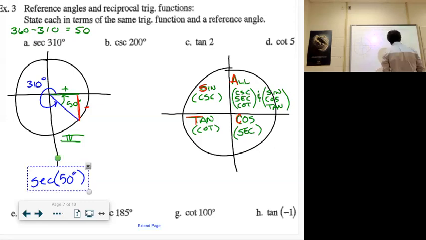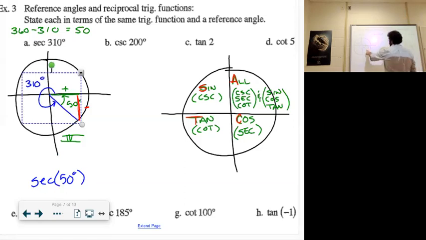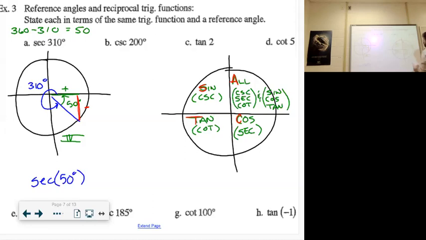If you go back over here, cosine and secant are positive for all angles that terminate in the fourth quadrant, which is exactly what is happening with this angle. It terminates in the fourth quadrant. I have my reference angle of 50, and the secant of a 50-degree angle, which terminates in the first quadrant, is also positive. That means I don't need to change the sign. So secant of 50 produces the same value as the secant of 310 degrees.